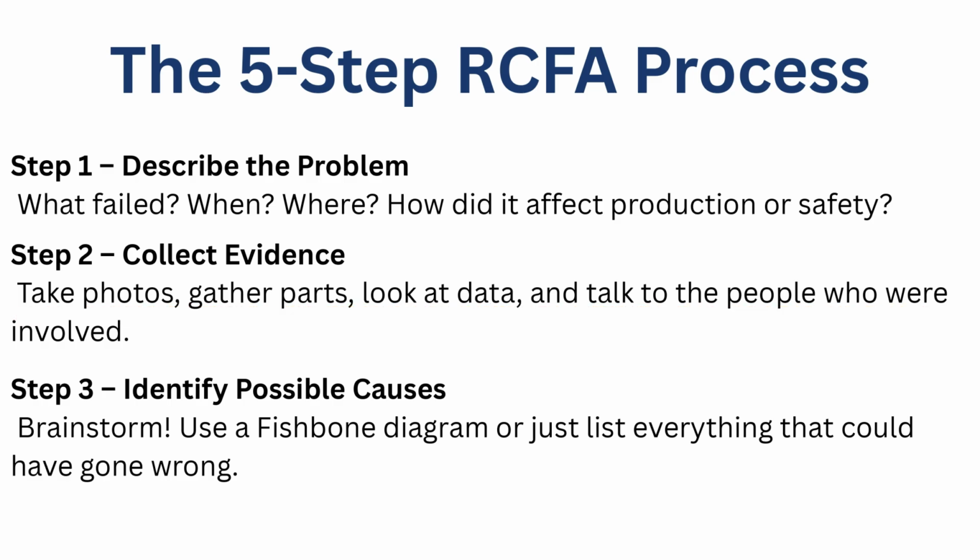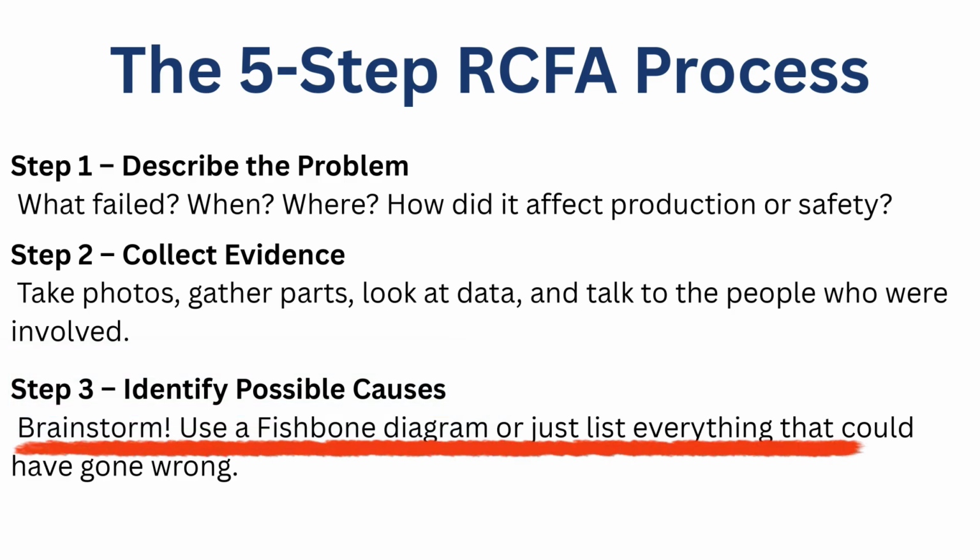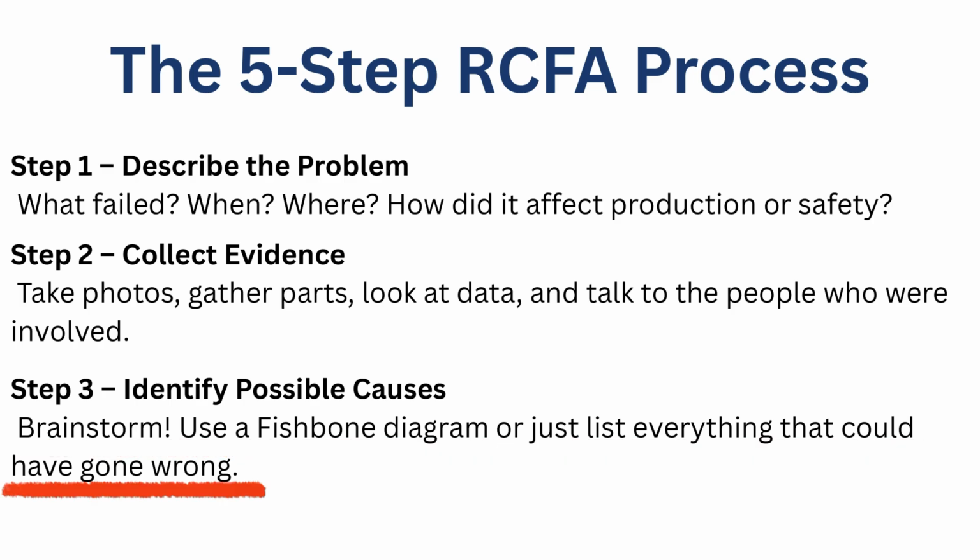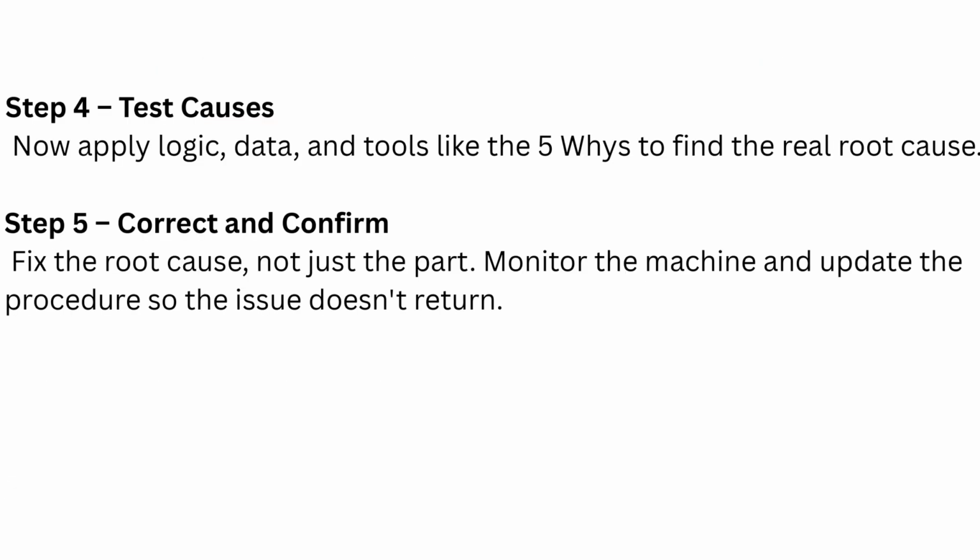The third step is identifying the possible causes. How will you identify the possible causes? You can brainstorm, right? And you can have a discussion by sitting with the entire maintenance and production team. You can use a fishbone diagram, or just list everything that could have gone wrong related to the maintenance or related to the process. Step 4 will be testing these causes.